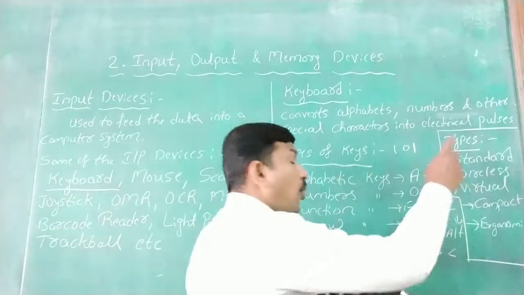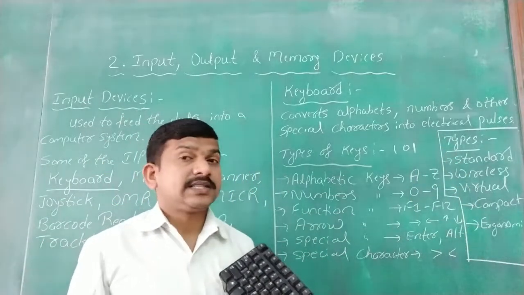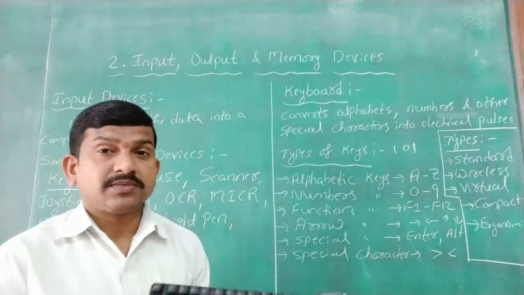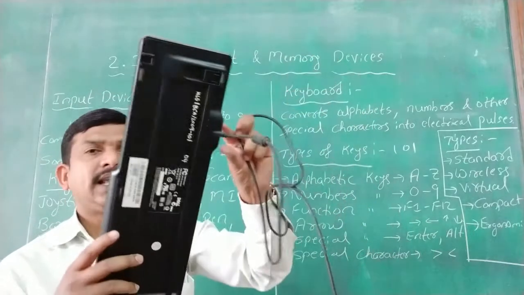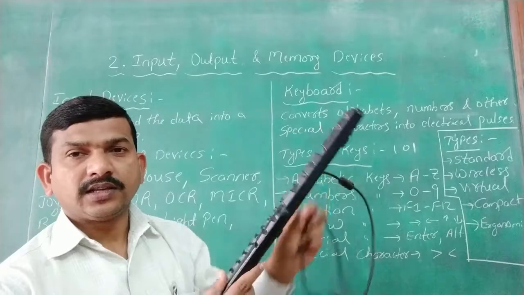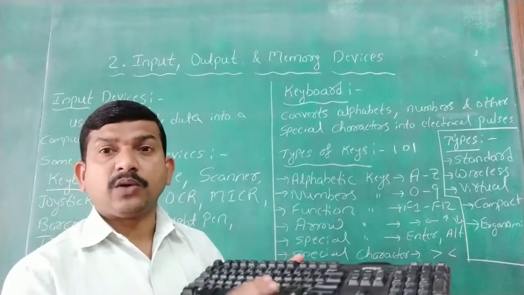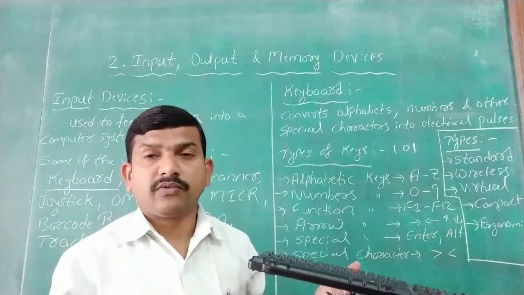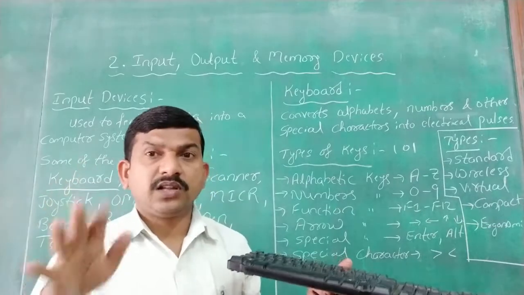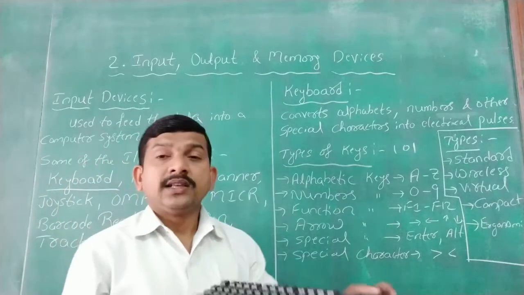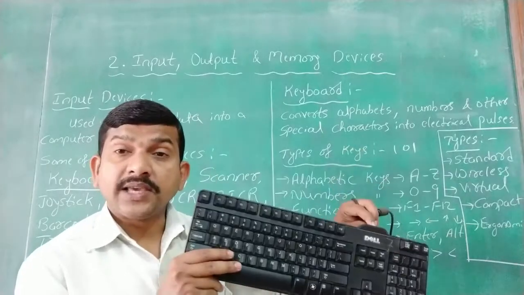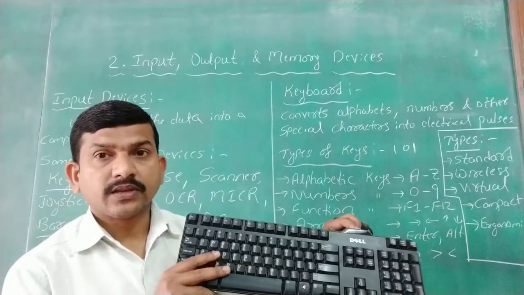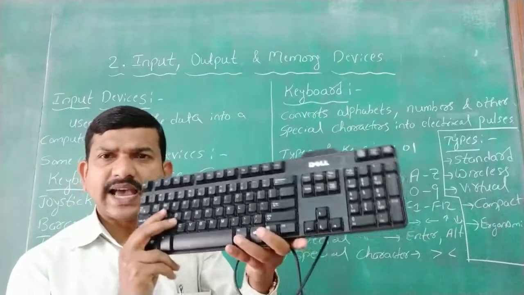The second one is wireless keyboard. The word itself says wireless. Wireless means there is no wire. It is just like your mobile. Earlier, landline telephones had a wire. Nowadays mobile means what? Wireless. Similarly, nowadays wireless keyboards are also available. Means there are no wires. Remaining is as it is.